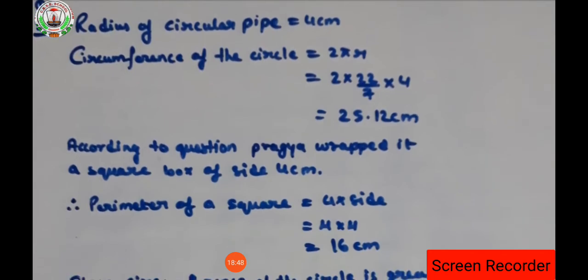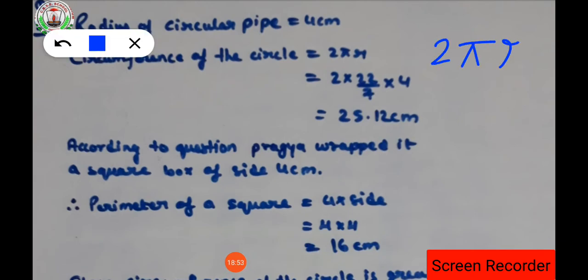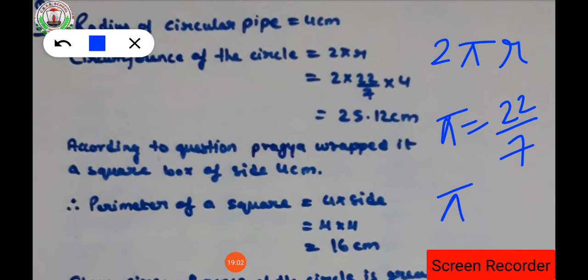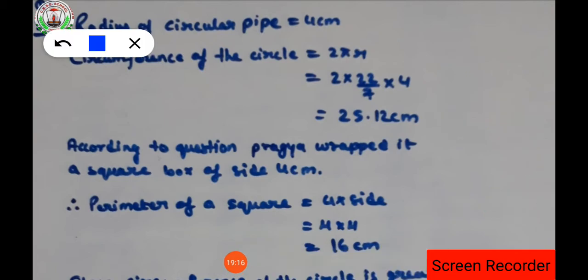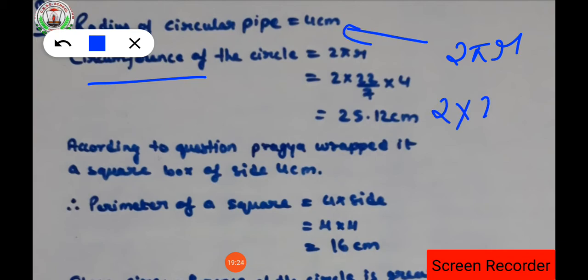So what is the circumference of a circle formula? It is 2 pi r. As we know, the value of pi is 22 by 7, and when we divide 22 by 7, we get 3.14. So either take 22 upon 7 or 3.14, both are correct. Clear? So here we first find the circumference of the circle, that is 2 pi r. We already have the r value. So 2 into pi, 22 by 7, into r value 4.